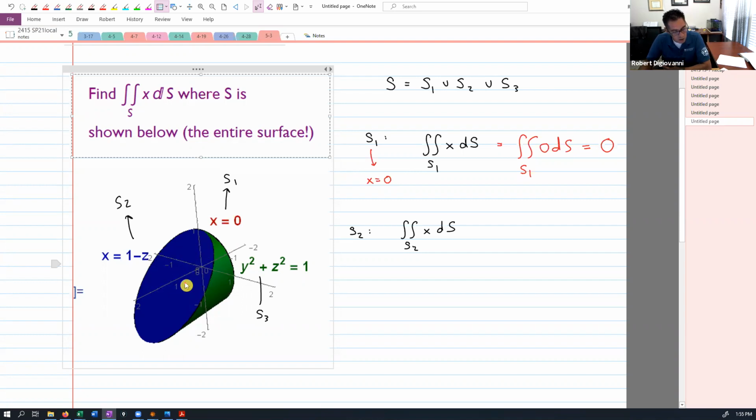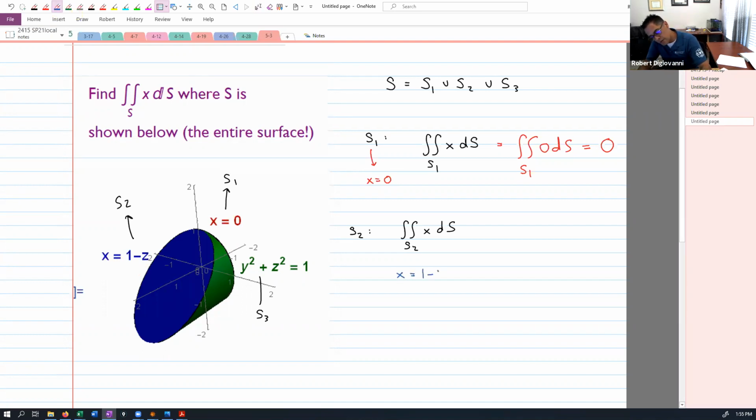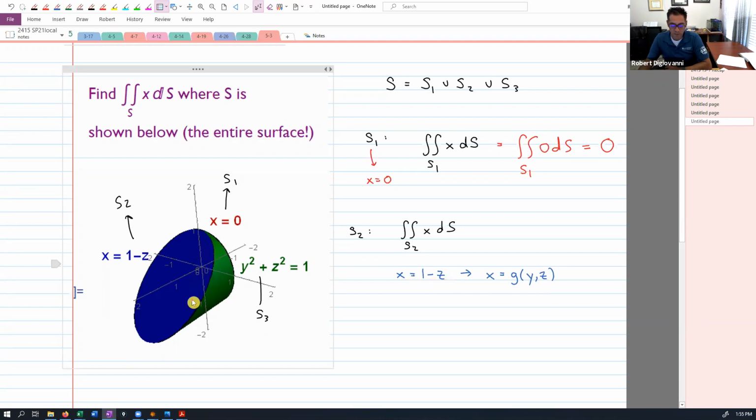However, I give you the equation here. X is 1 minus z. Another way of looking at that is that X is some function of 2 other variables, in this case, y and z. Although the y does not appear in the function, right? The y doesn't appear here. The z does, and that's just because of the shape of this.